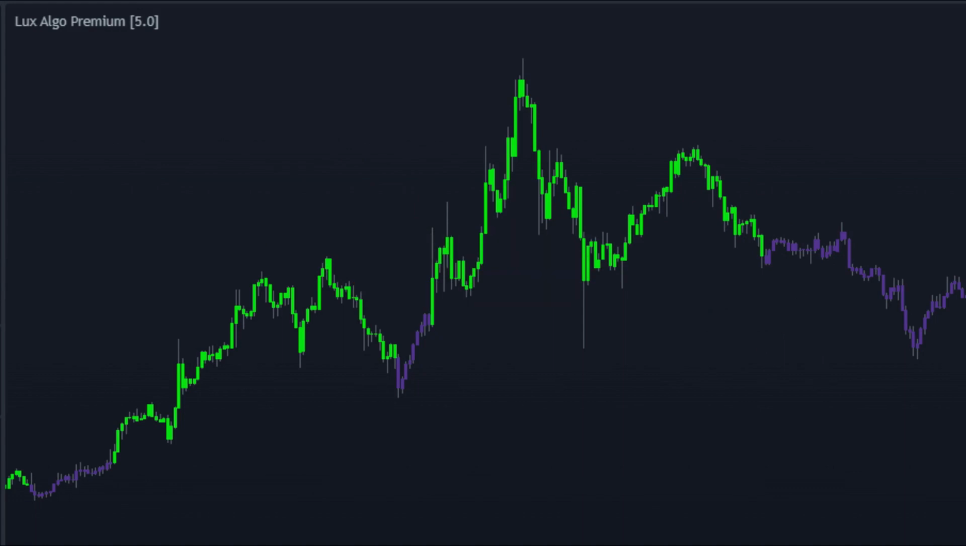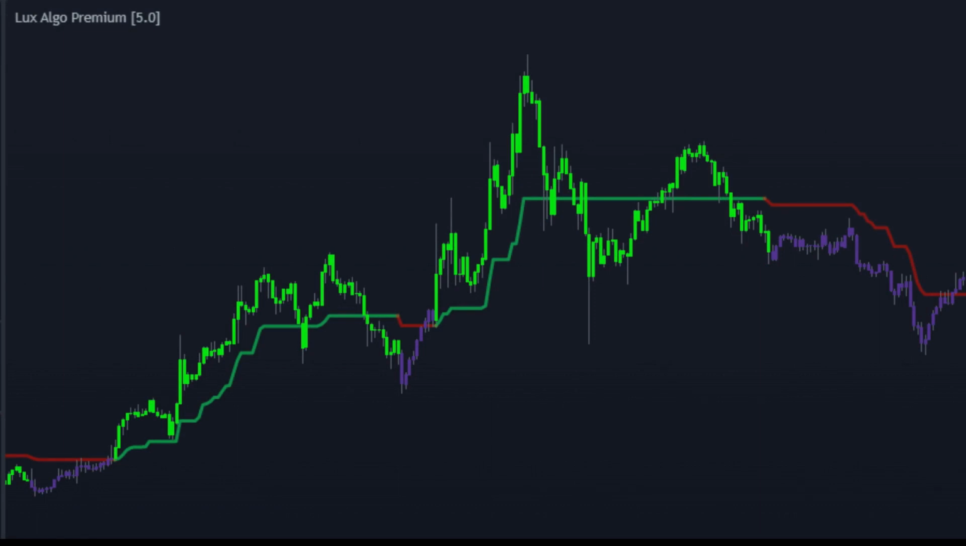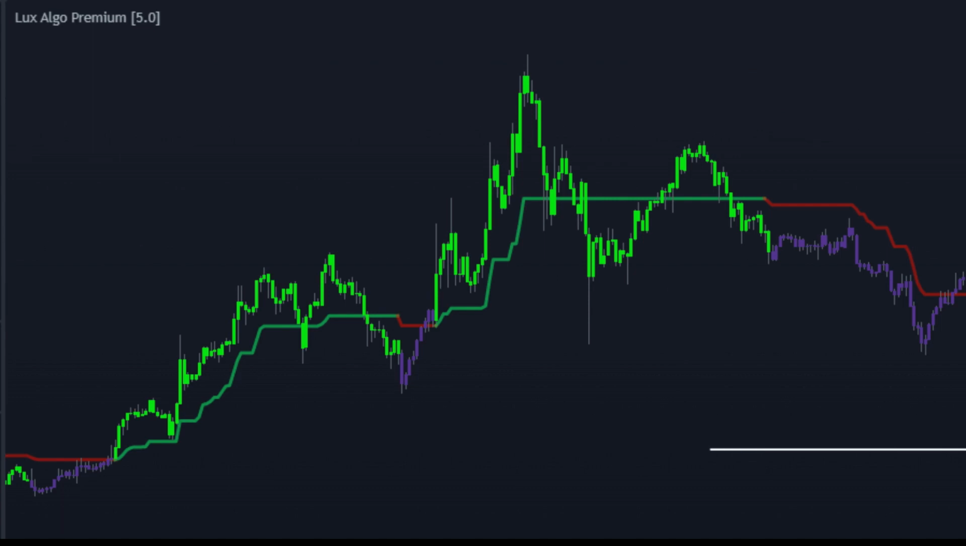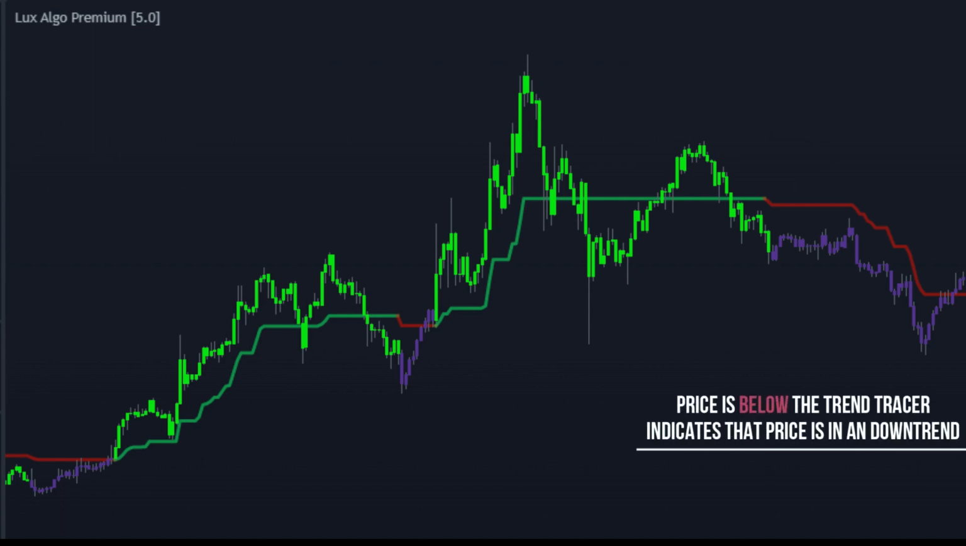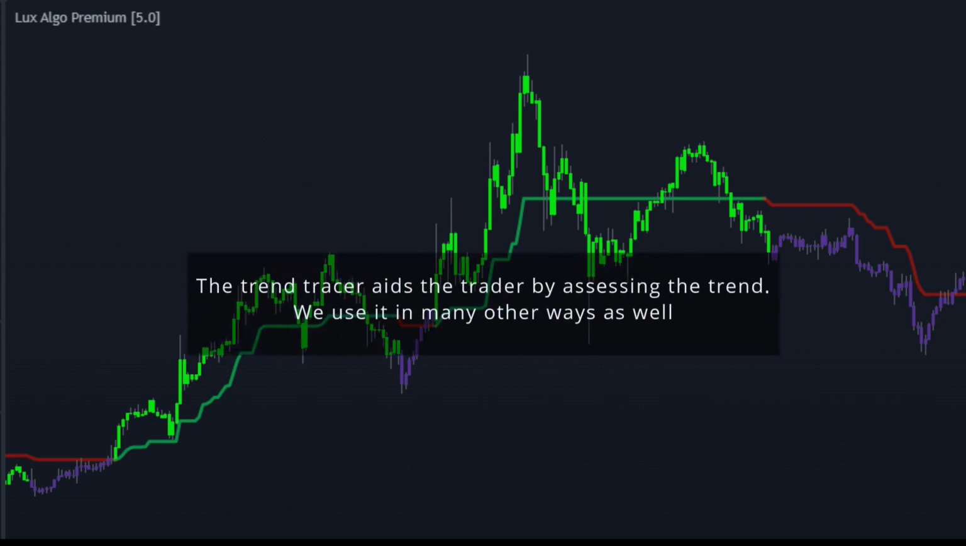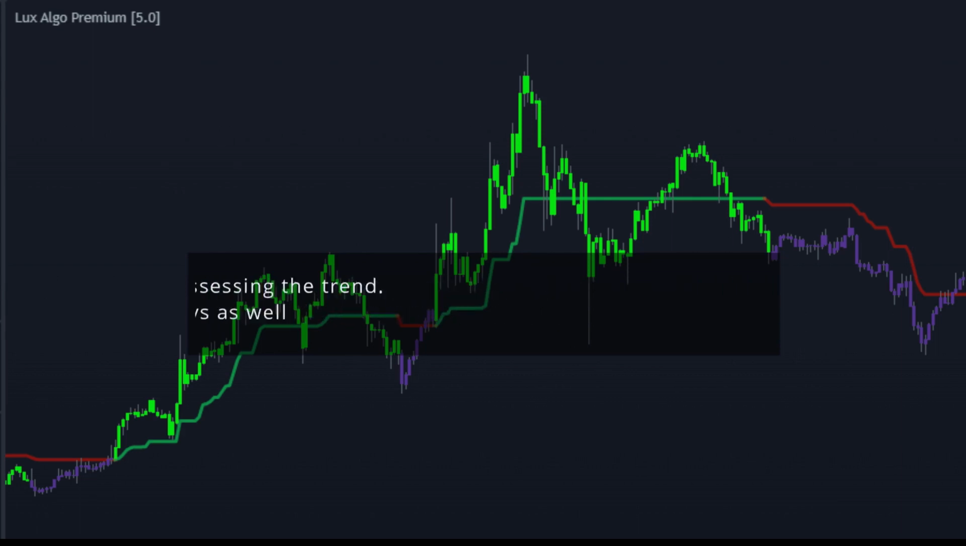The trend tracer is a trend following indicator and shows the current trend by displaying a green line for an uptrend and displays a red line for a downtrend. When price is above the trend tracer, this can be used as another indication that price is in an uptrend. When price is below the trend tracer, this can be used as another indication price is in a downtrend. The trend tracer aids the trader by assessing the trend, but we use it in many other ways as well.